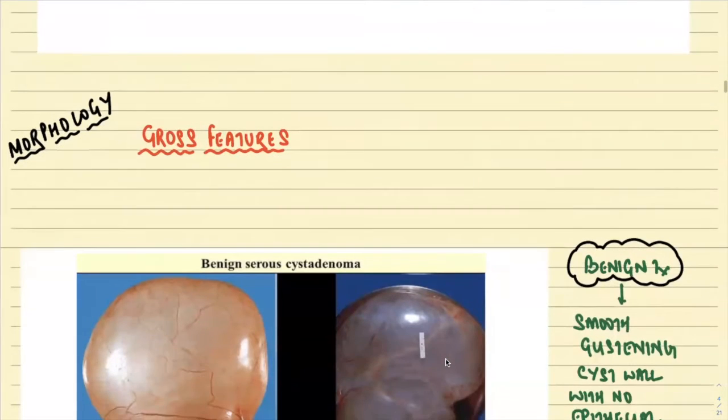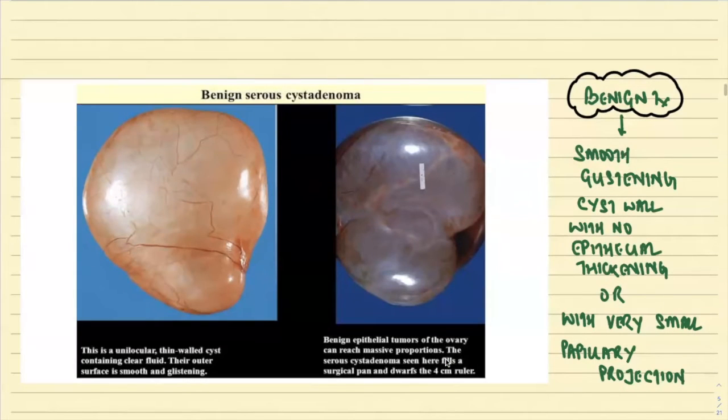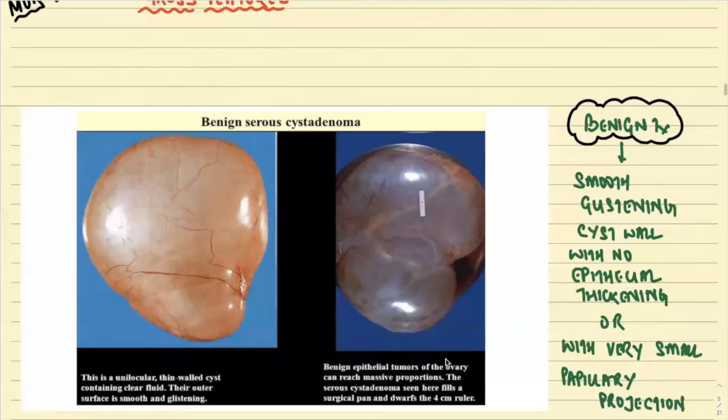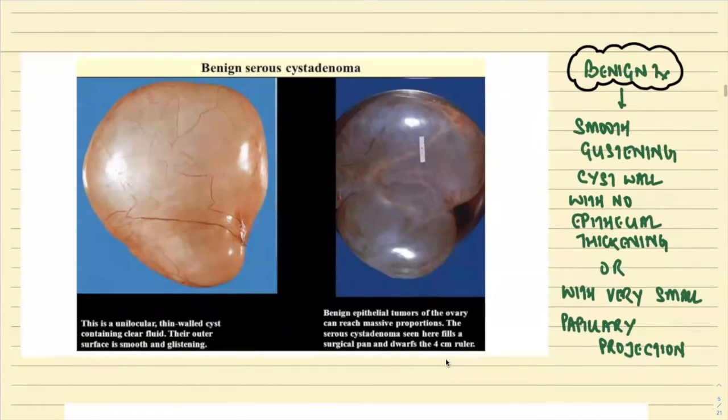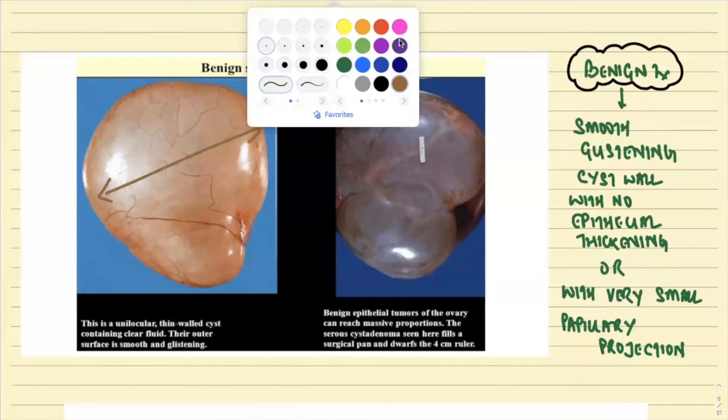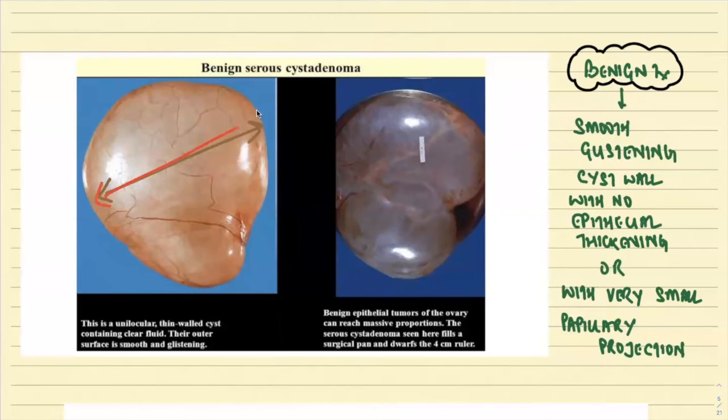If you look at the morphology, I am going to show you the morphology in terms of benign, borderline and malignant. So this is the benign serous adenoma. What is very important, you can see the surface of this tumor. It is highly smooth and glossy, glistening in nature. Can you see any epithelial thickening? You cannot see any epithelial thickening over here.